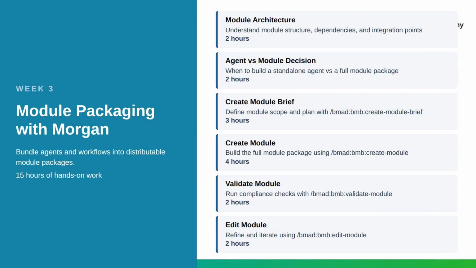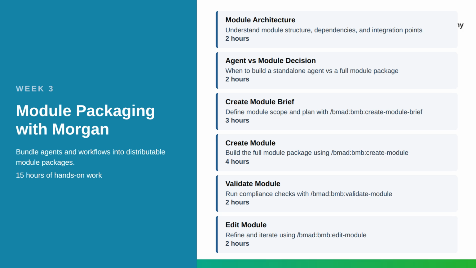Week 3 is where everything comes together. You have an agent from week 1 and a workflow from week 2. Now you're going to package them into a distributable module with Morgan. Module architecture takes 2 hours. A module is the top-level packaging unit in BMAD. It bundles agents, workflows, and knowledge into a single installable package. Understanding module architecture means understanding dependencies, integration points, and the module lifecycle: how a module gets installed, activated, and used.